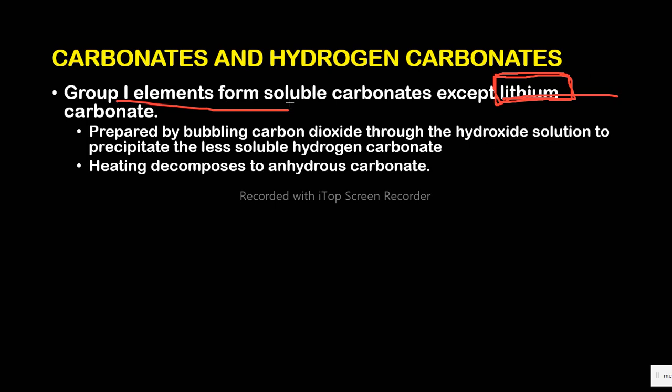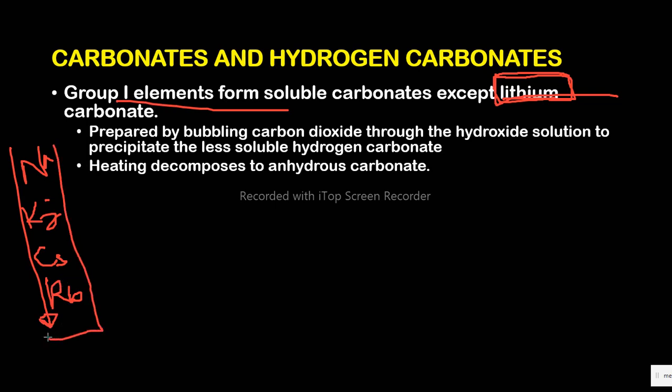But other carbonates of group 1 are highly soluble. Talk about sodium carbonate, potassium carbonate, cesium, rubidium. As you go down the group, the solubility of these carbonates keeps on increasing. And the thermostability also increases, basing on the ionic bond that is formed.